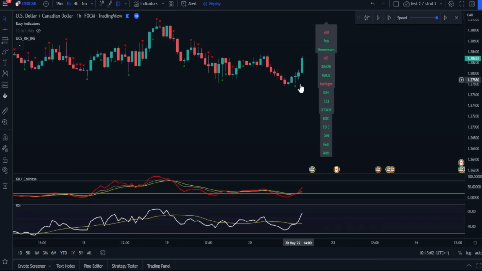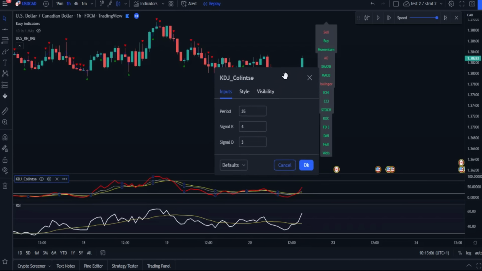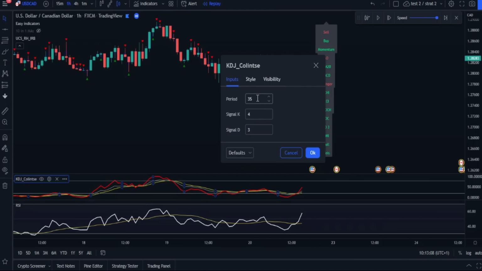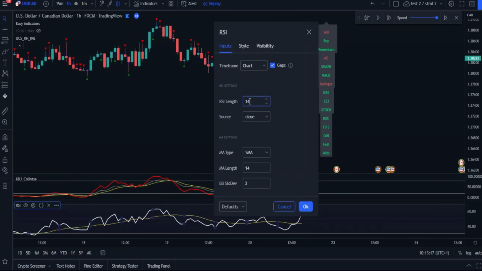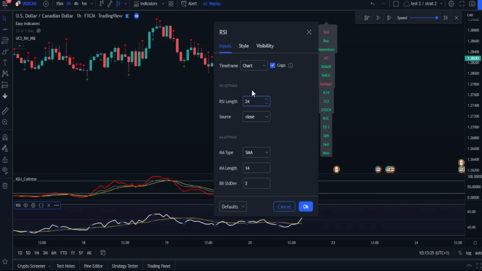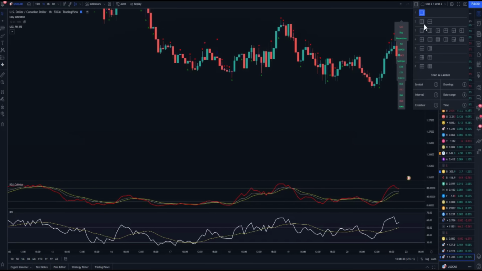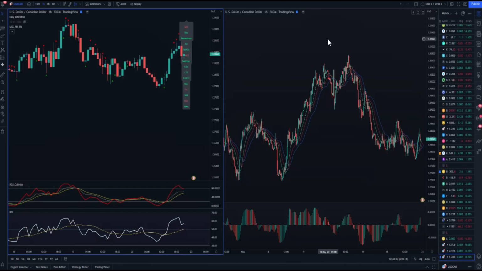As for the indicators that we use to confirm the signal, the first indicator is the KDJ indicator, and the settings are as follows. The period is 35, signal K is 4, and signal D is 3. As for the RSI indicator, it will be on the default settings, which is 14, sometimes I change the length to 24, but the default settings remain the most used. Also, using several different time frames may help you find entry points more accurately.